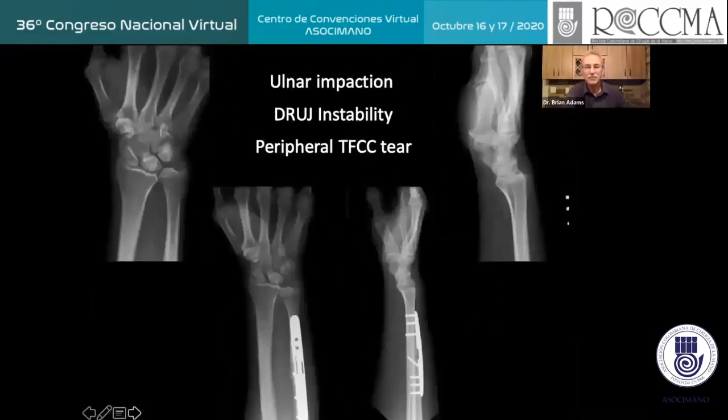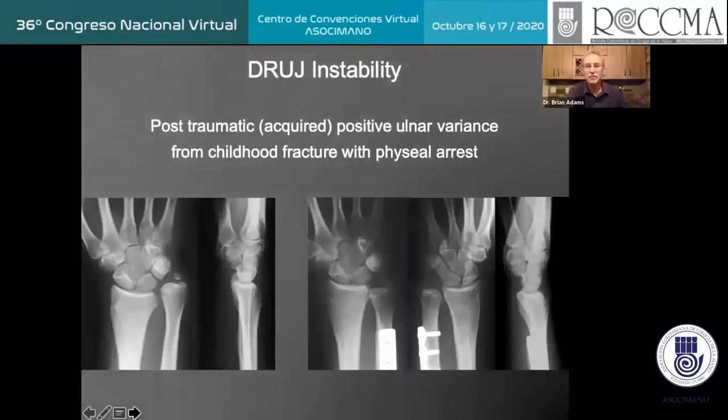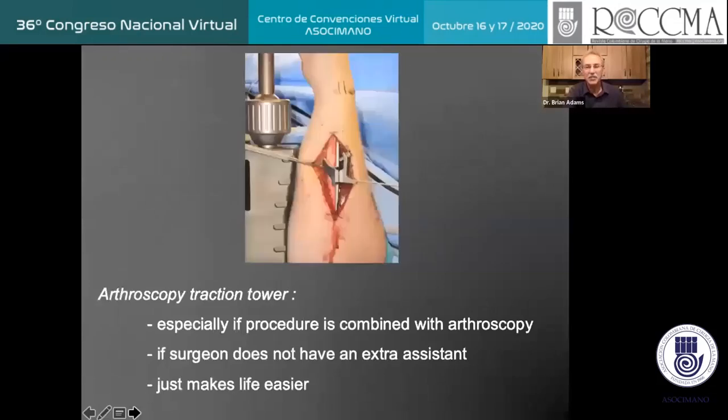So here's another case of chronic ulnar impaction, DRUJ instability, and a peripheral TFC repair, all treated by ulnar shortening. So it is my preference to shorten the ulna, restore the stability the best you can, reassess intraoperatively, then proceed with soft tissue restoration if needed. And here's even a case that's very chronic, and I thought I would have to do a ligament reconstruction, but I didn't. Even just a simple shortening provided complete stability back to this patient.